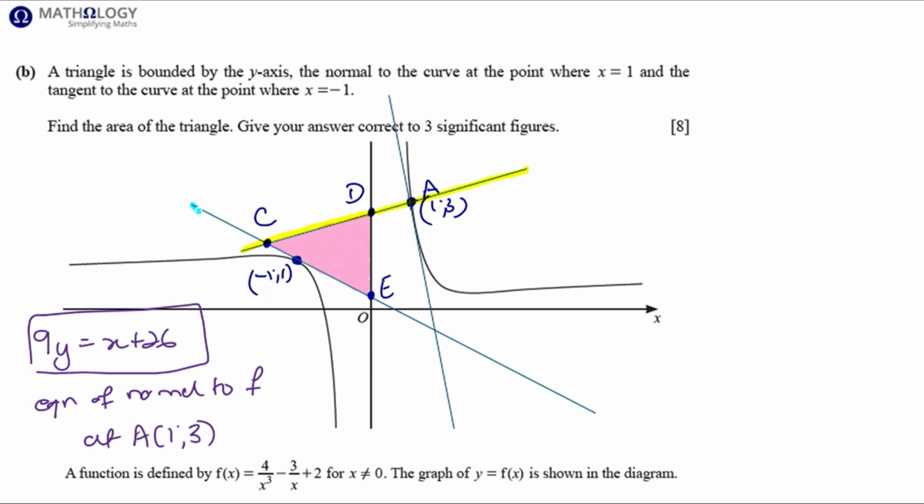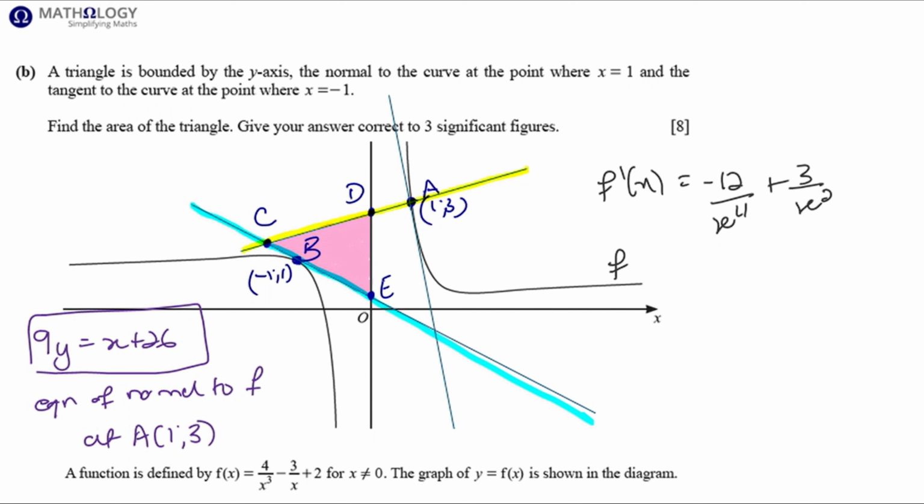Similarly, to find the equation of the tangent to the curve at the point (-1, 1), which is the point B, the derivative function f'(x) is -12/x^4 + 3/x^2. So this represents the gradient of a tangent to the curve. To find the value of the gradient of the tangent at B, we substitute x = -1. That will give us -12/(-1)^4, so it will be -12, plus 3/(-1)^2, which will still be plus 3, which is -9.